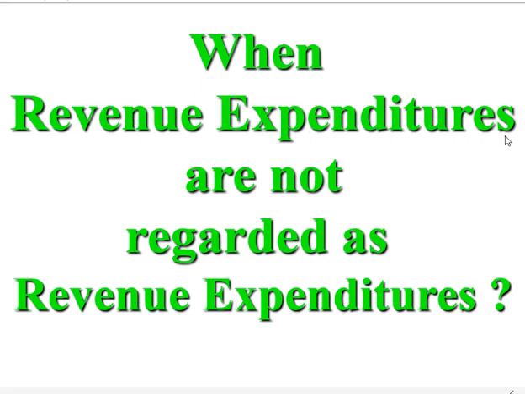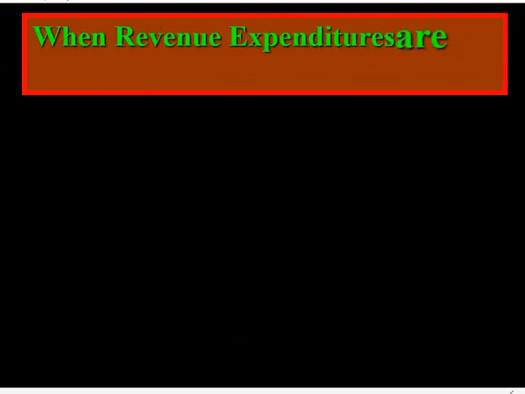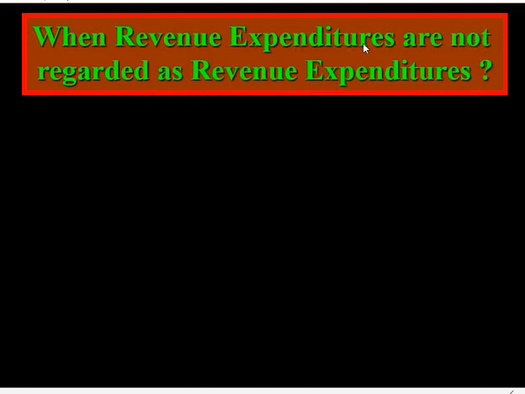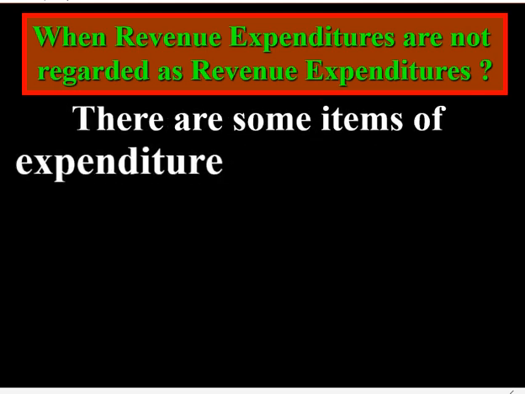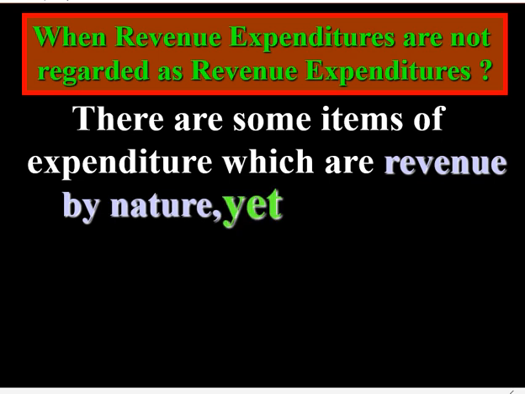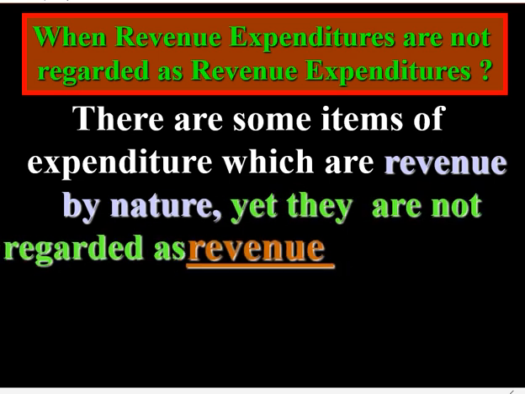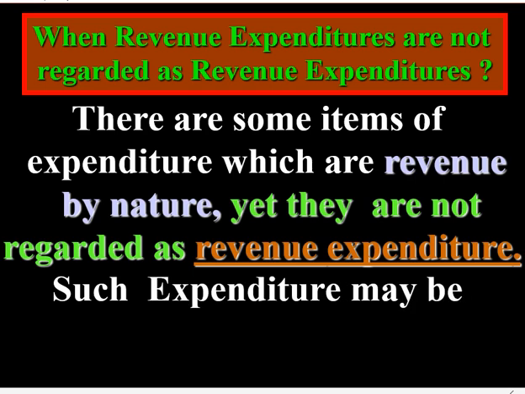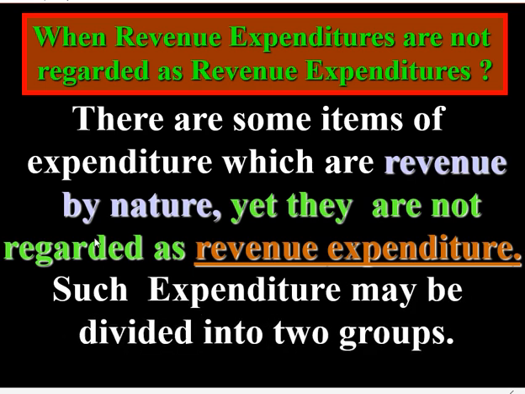When revenue expenditures are not regarded as revenue expenditures. There are some items of expenditure which are revenue by nature, yet they are not regarded as revenue expenditure. Such expenditures may be divided into two groups.